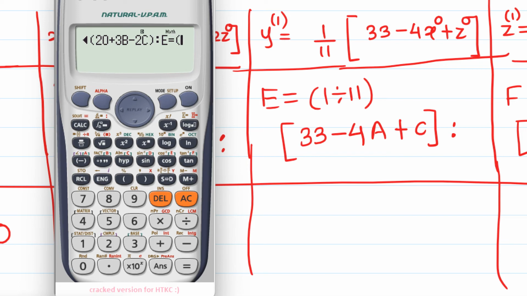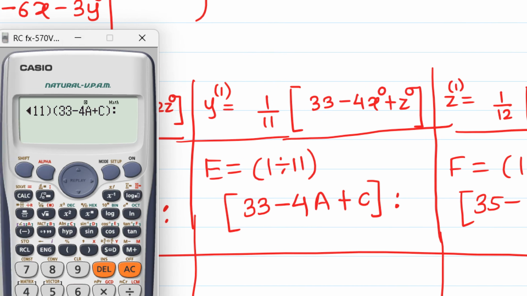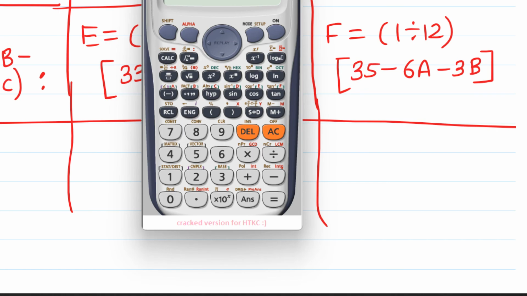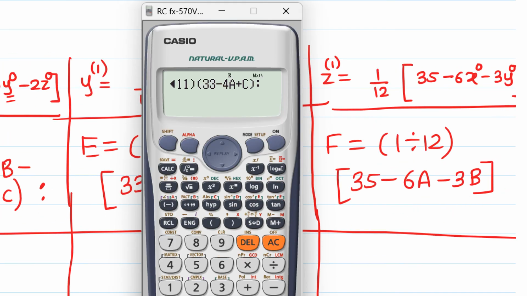Then what is the equation? 1 divided by 11 into bracket 33 minus 4 alpha, this sign, so you will get A, plus alpha into C. Again we have to take a colon here because we need to put the last equation also. So let me move this here. What is the last equation? F equal to 1 divided by 2.